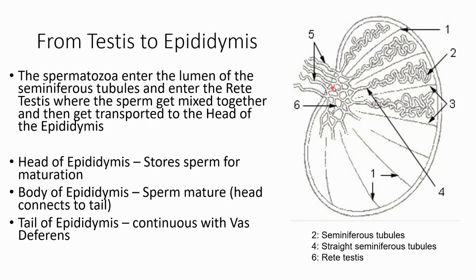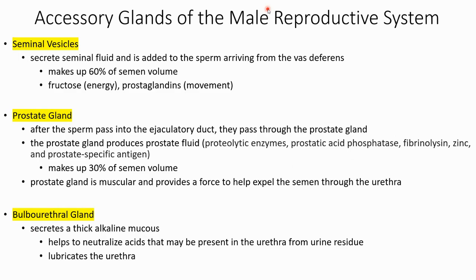You're going to get these structures that are going to allow those sperm to exit the testis and go into the epididymis. So you're not seeing the epididymis here, but it's first going to go to the head of the epididymis, then to the body of the epididymis, then to the tail of the epididymis, which is then going to connect to the vas deferens, which is a tube that's going to carry the sperm through the body until it reaches the urethra.